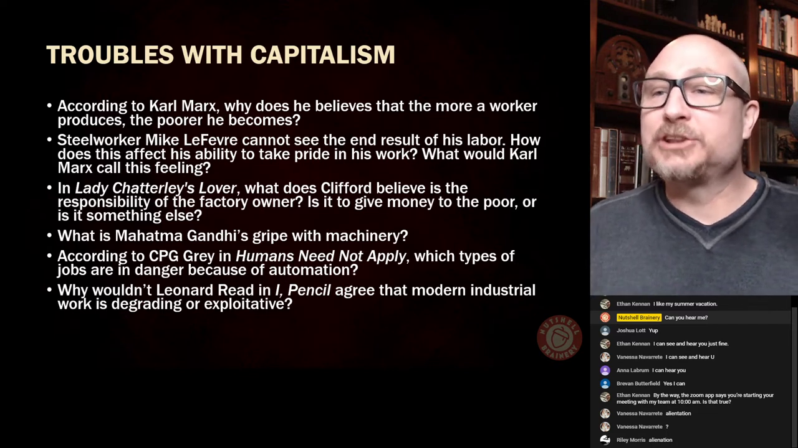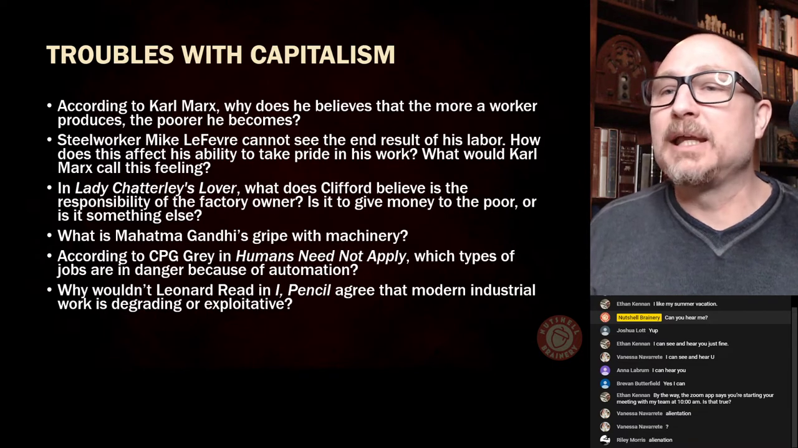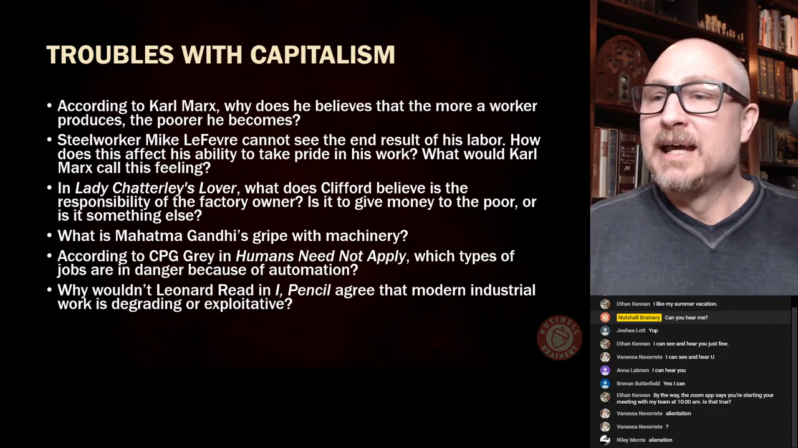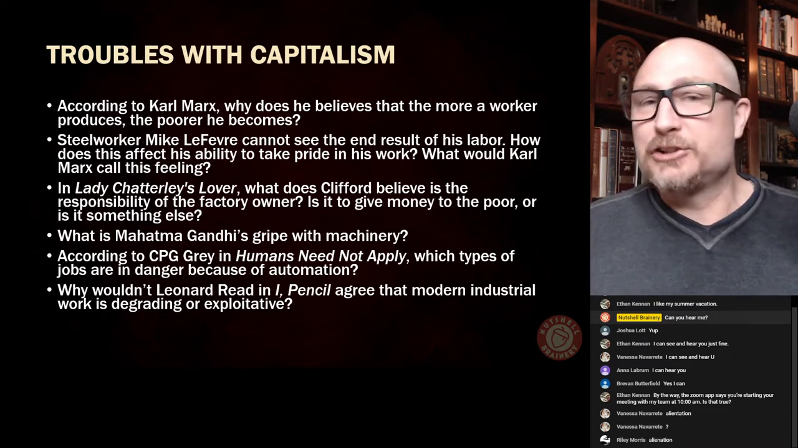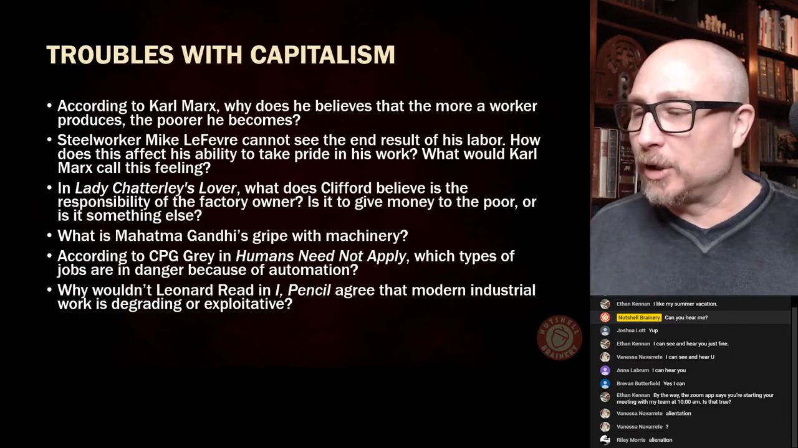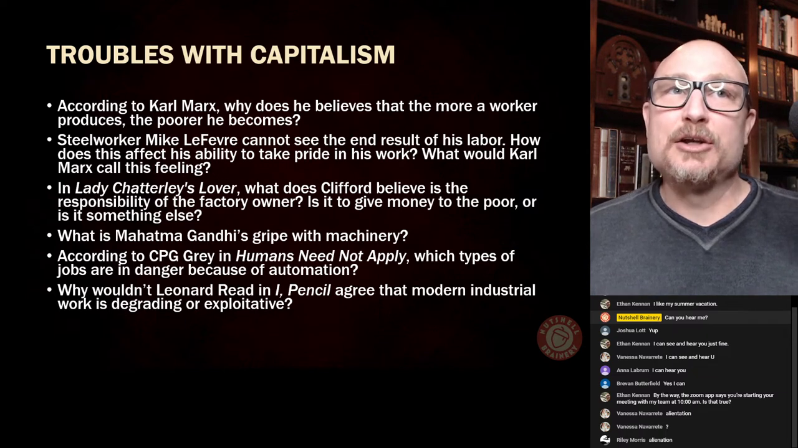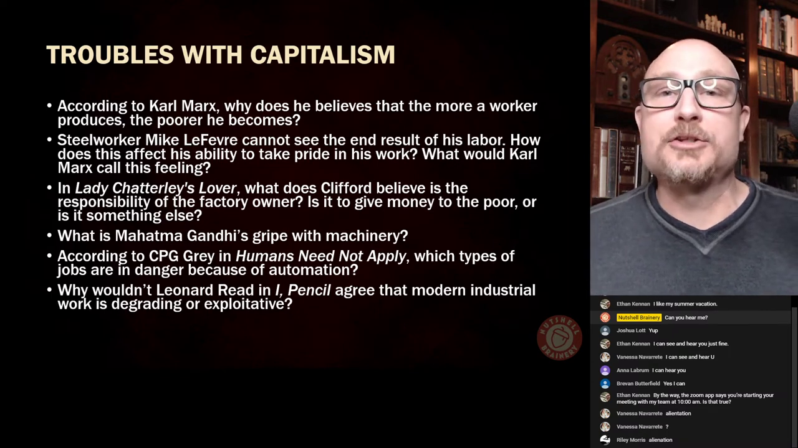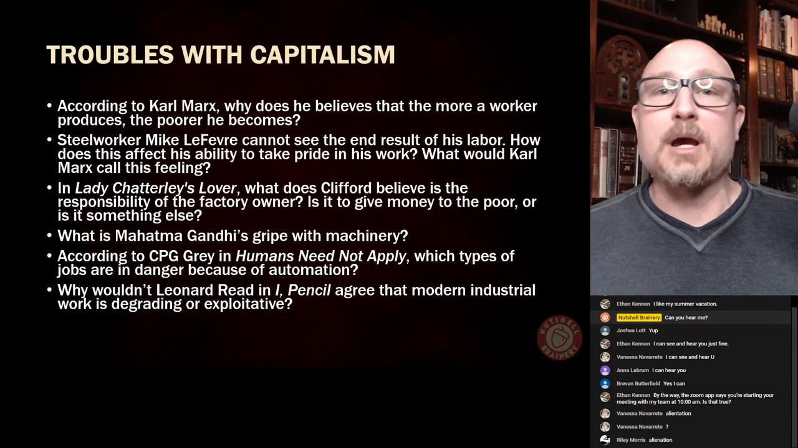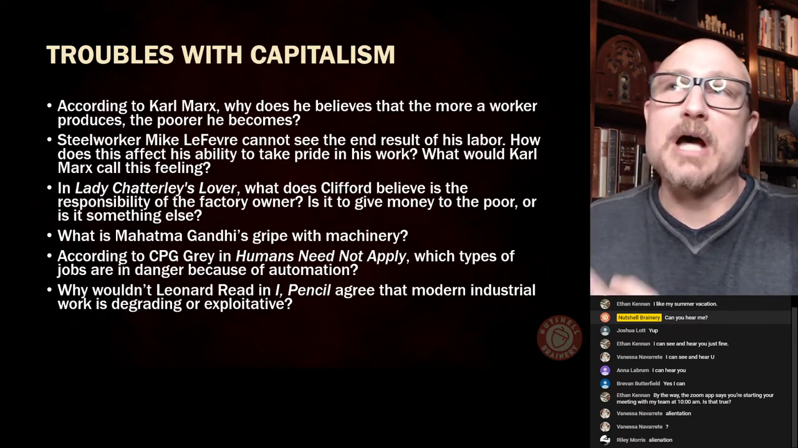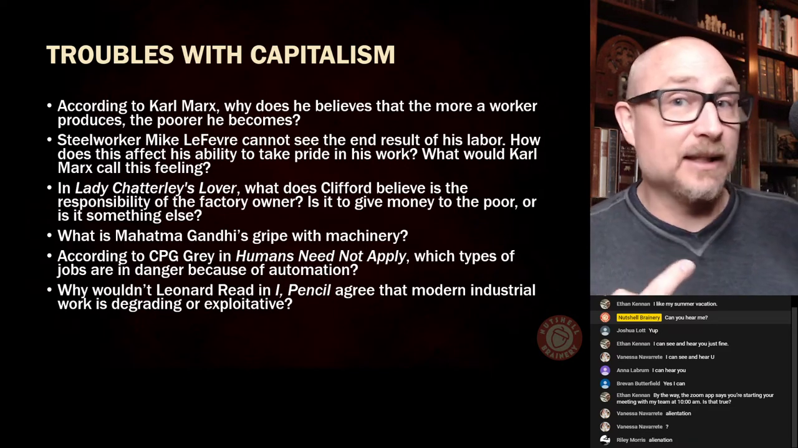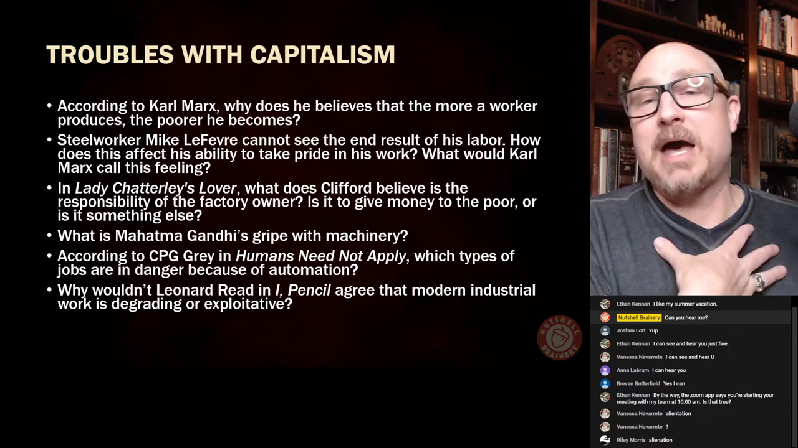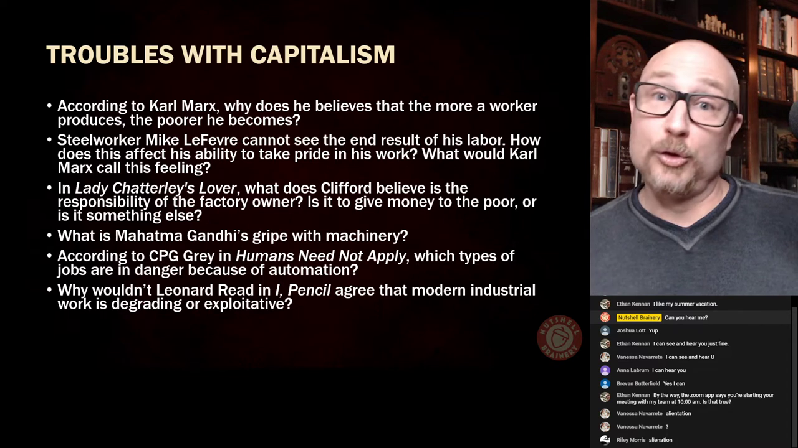Okay. In Lady Chatterley's Lover, what does Clifford believe is the responsibility of the factory owner, the wealthy? Does he believe he should just give money to the poor? No. Because remember, one of the things Clifford said is something along the lines of, if you give all your wealth to the poor, then everybody becomes poor, because the poor will not use the money properly. This is what he said. I'm not saying this is true, because I disagree. Nevertheless, he said the poor won't use the money properly, and now I don't have a factory by which I can then employ these people.